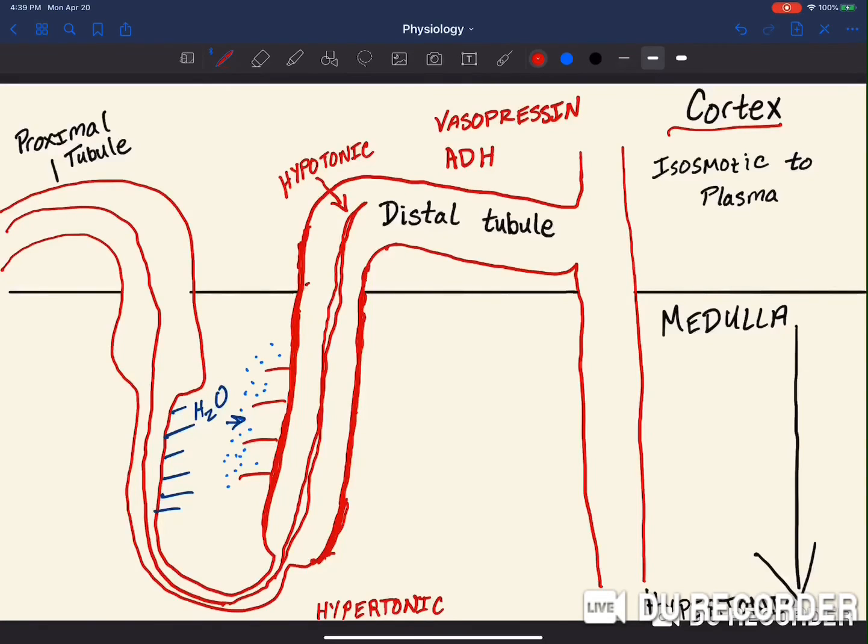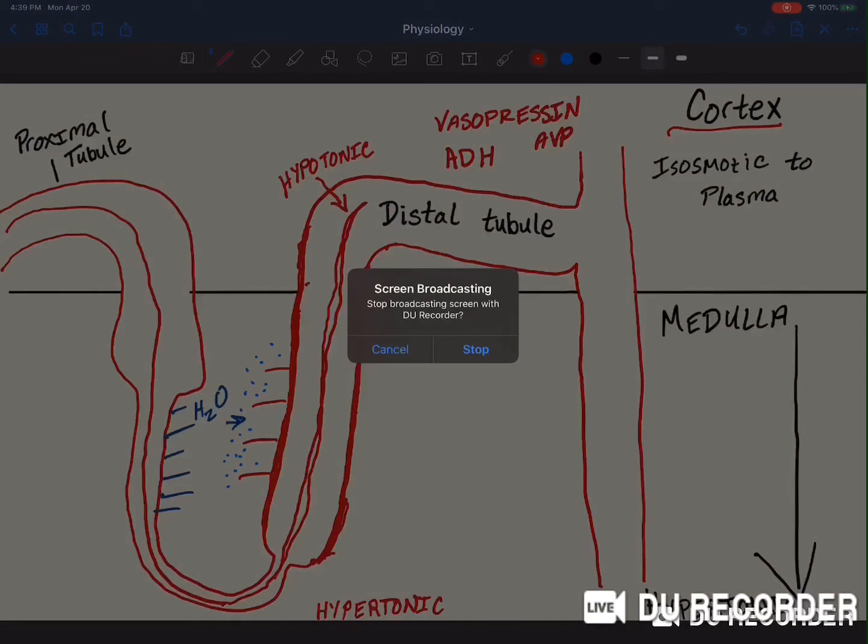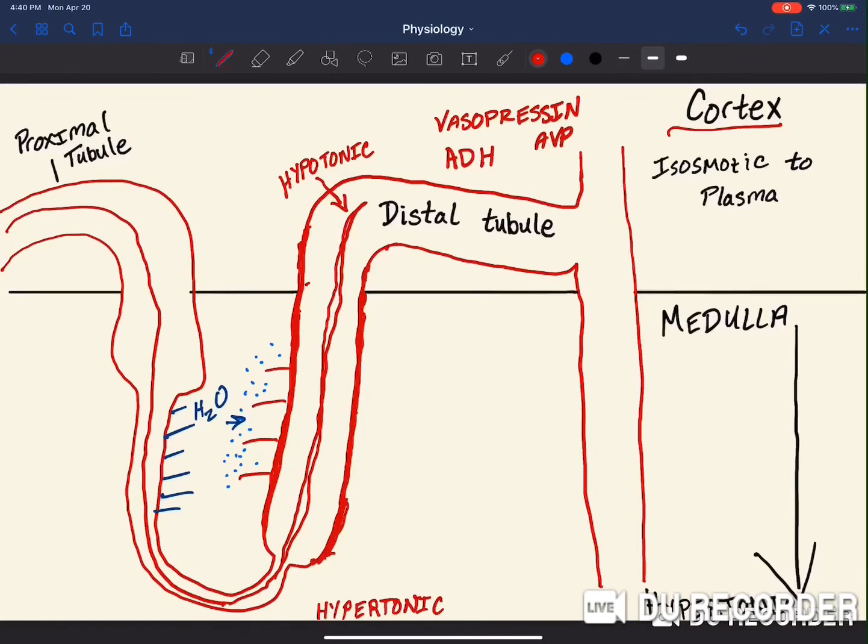And it can also be called arginine vasopressin or AVP. Okay, so we were talking about vasopressin, AVP, ADH. Those are all basically the names for the same thing, right?